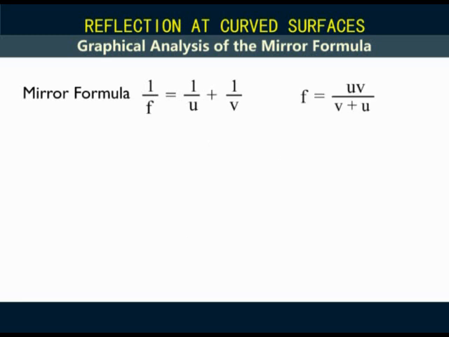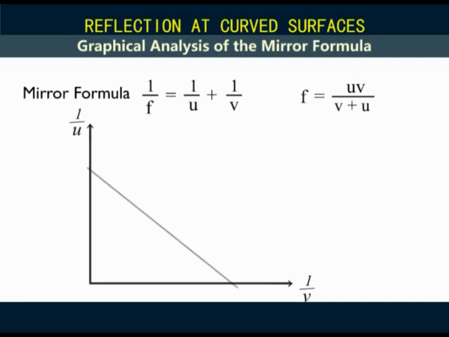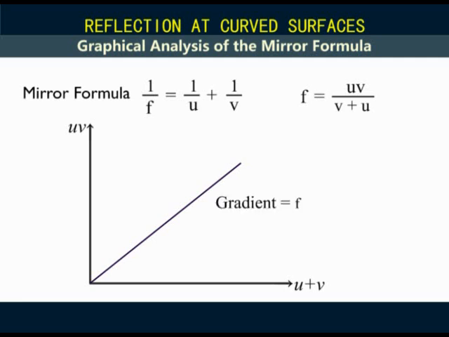If we had several pairs of U and V values and plot a graph of 1 over U against 1 over V, we shall have a linear graph like this one with a negative gradient. And this means the image will be inverted relative to the object. In this graph, both the X and Y intercepts give 1 over F. But a graph of UV against U plus V gives a linear graph through the origin with a gradient equal to F.